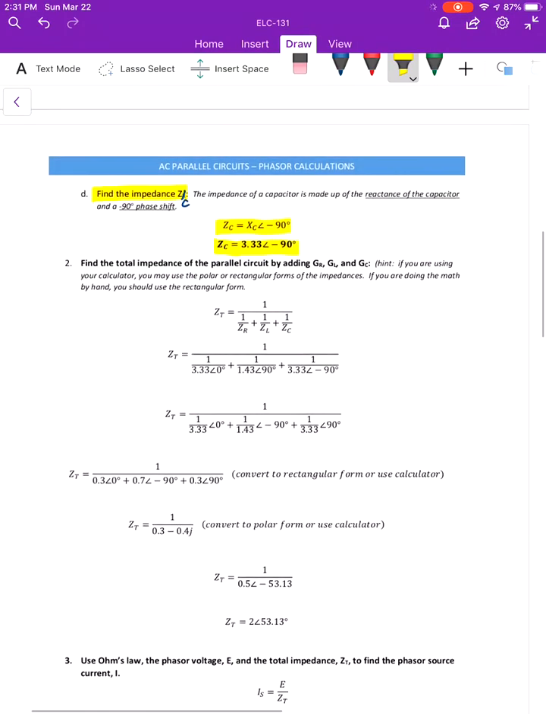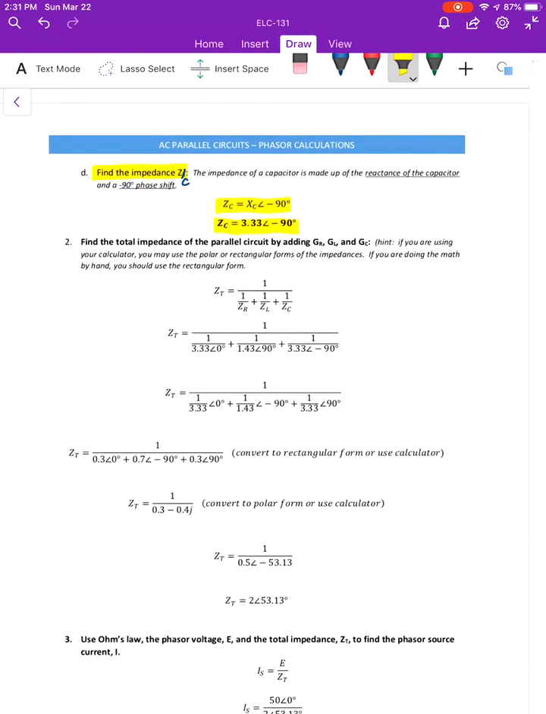To find the total impedance of the circuit, we're actually adding the admittance, and actually those should be Y. Admittance is Y. So if you're using the calculator, you can use either the polar or rectangular forms of the impedance. I think it's easier sometimes in rectangular form, but you can use either form.